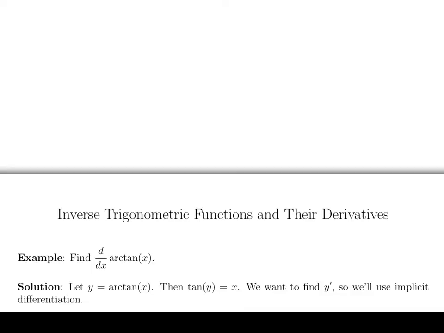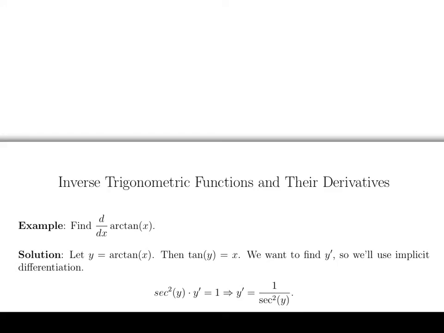Our goal is to find y prime, so we're going to use implicit differentiation as applied to this equation here, the tangent y equals x. So if we differentiate the left-hand side, we're going to get secant squared y times y prime. That's because the derivative of tangent is secant squared, and then we have to use the chain rule to get the y prime with that as well. And then, of course, the right-hand side is just going to equal 1.